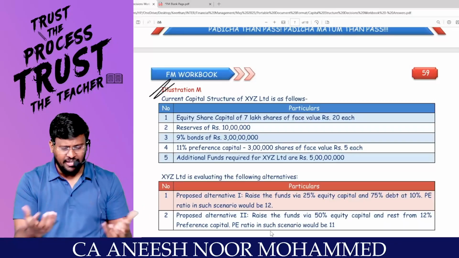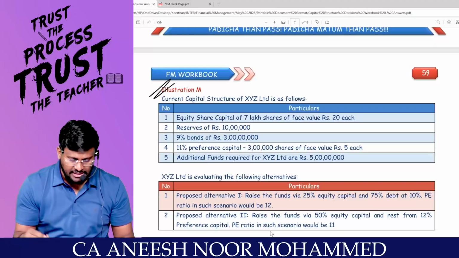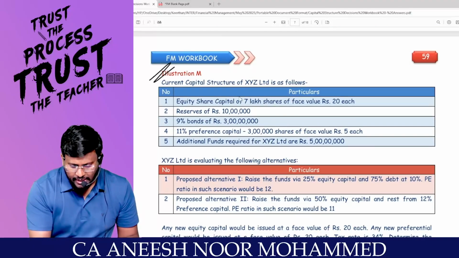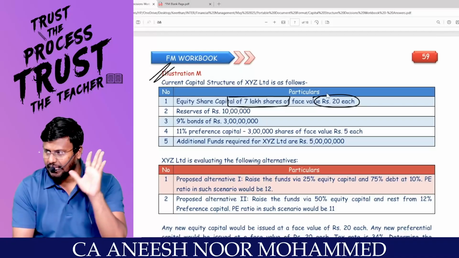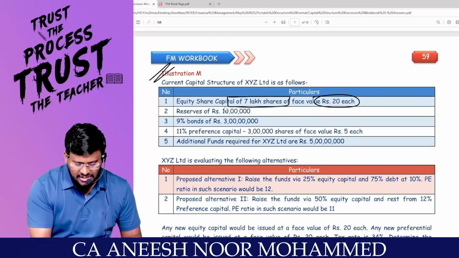Current capital structure of XYZ Limited is as follows. Equity share capital of how much? 7 lakh, of face value of how much each? 20 each. Reserves and surplus of 10 lakh.